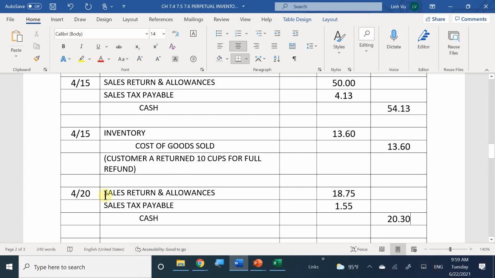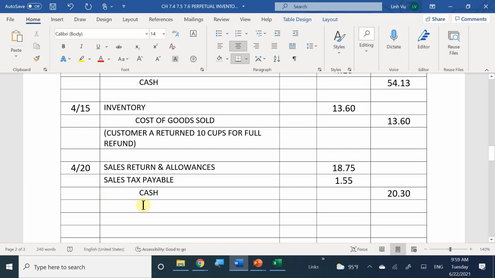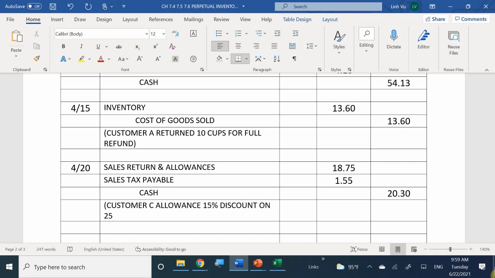Now, question to you: do I need to update my inventory? No, because he didn't return the cups. We convinced him to keep the cups, but also grant him a 15% discount. So in this case, I don't need a second entry to update my inventory. I'm going to comment here that I gave customer C an allowance for a 15% discount on 25 mugs, I'm sorry, cups.